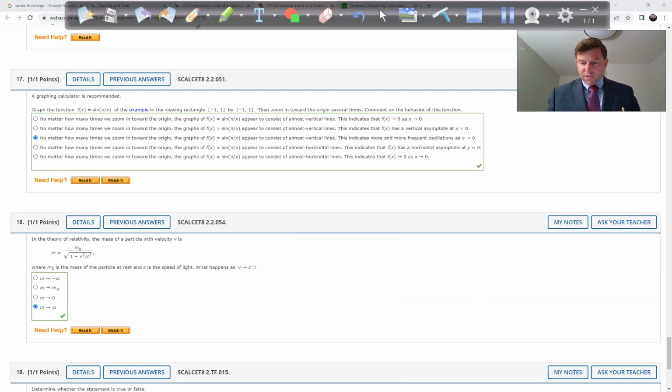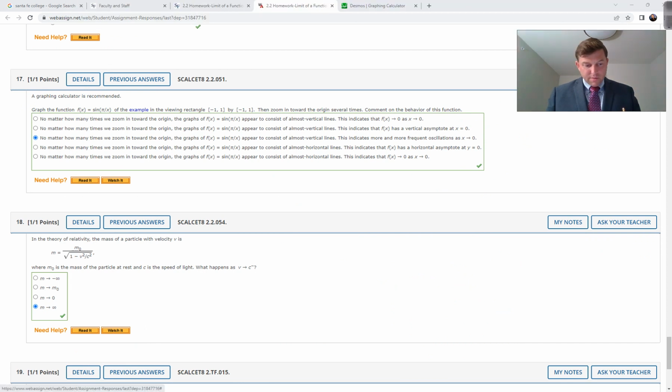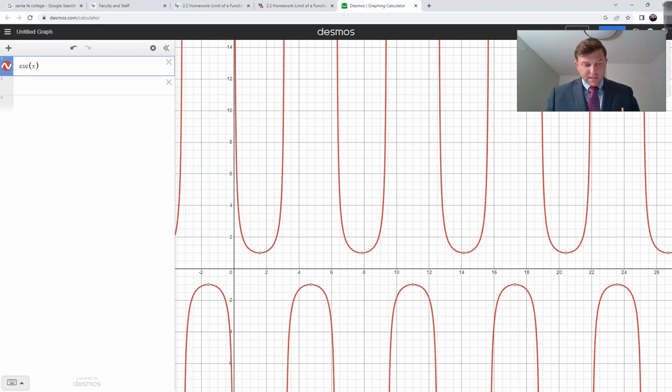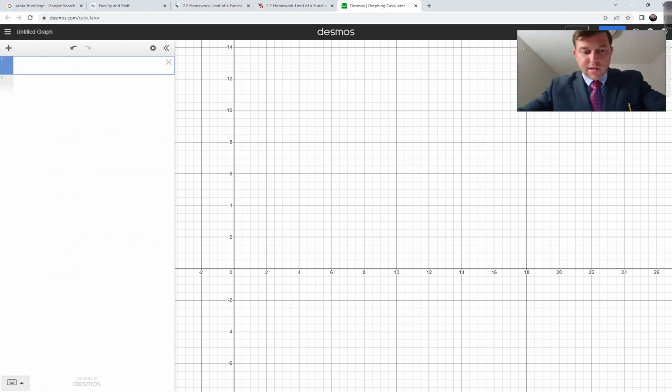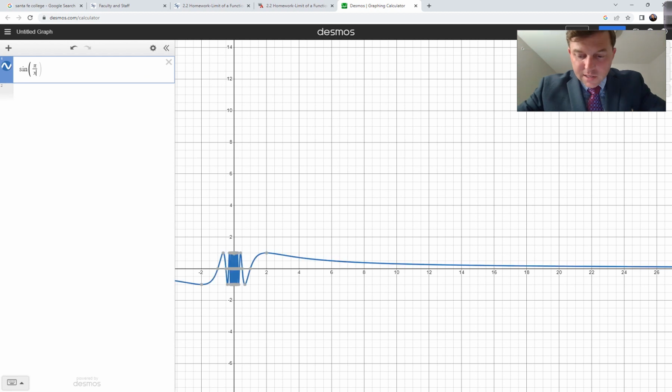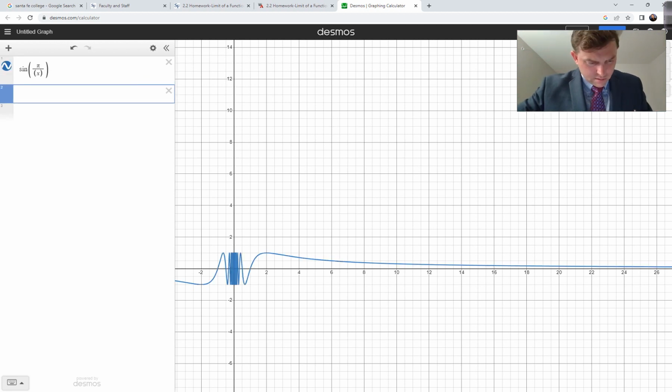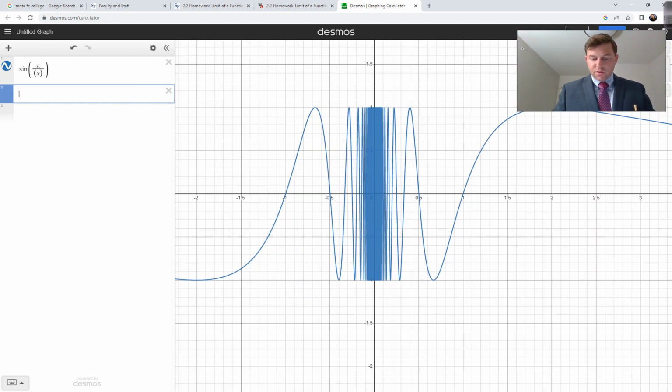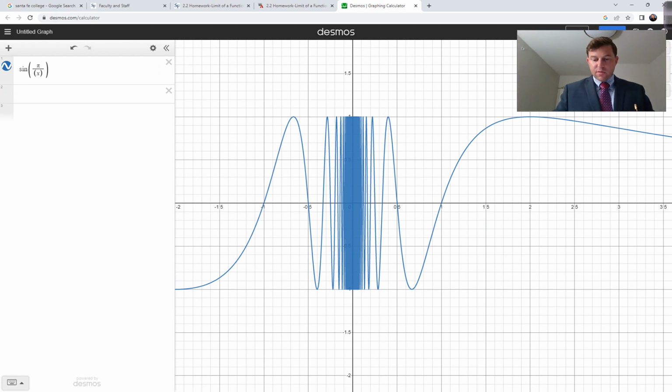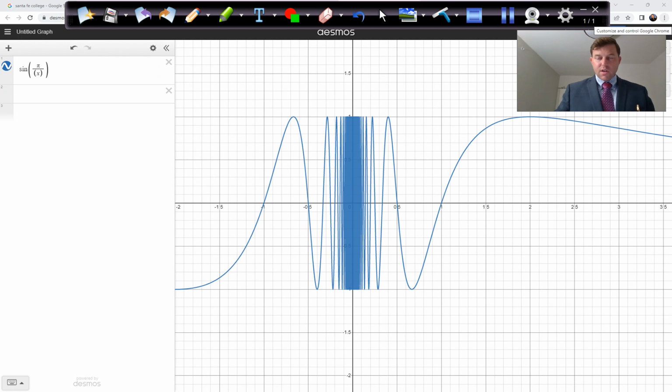Okay, 17 is pretty similar to the first problem that we looked at. It's sine of pi over x. So if we type in decimals sine, parentheses, to get pi you just type pi, divided by x, parentheses, we get that same oscillatory motion. As x approaches 0, this thing is going up and down like crazy, and so the limit does not exist because you've got this thing approaching different values as you go from the left and as you go from the right side.